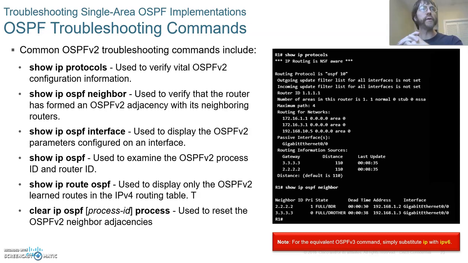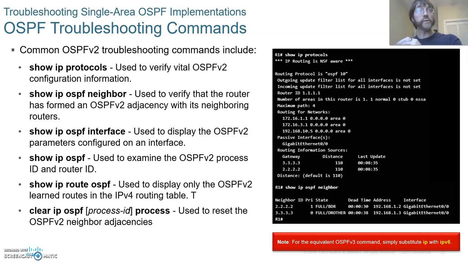Then, of course, show ip ospf neighbor. Very useful for establishing your neighbor adjacencies, for confirming them in point of fact. Show ip ospf neighbor interface will show you everything that OSPF is doing with a specific interface.